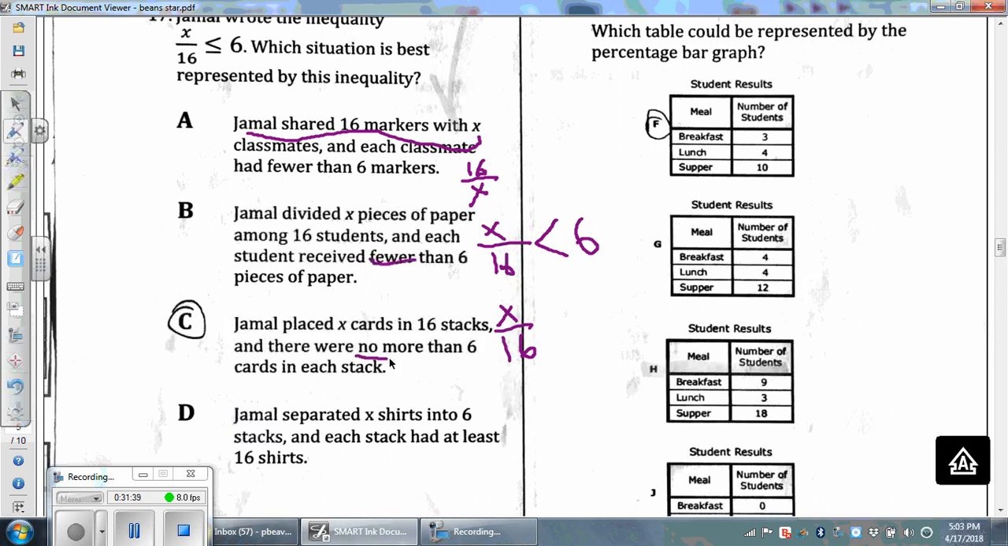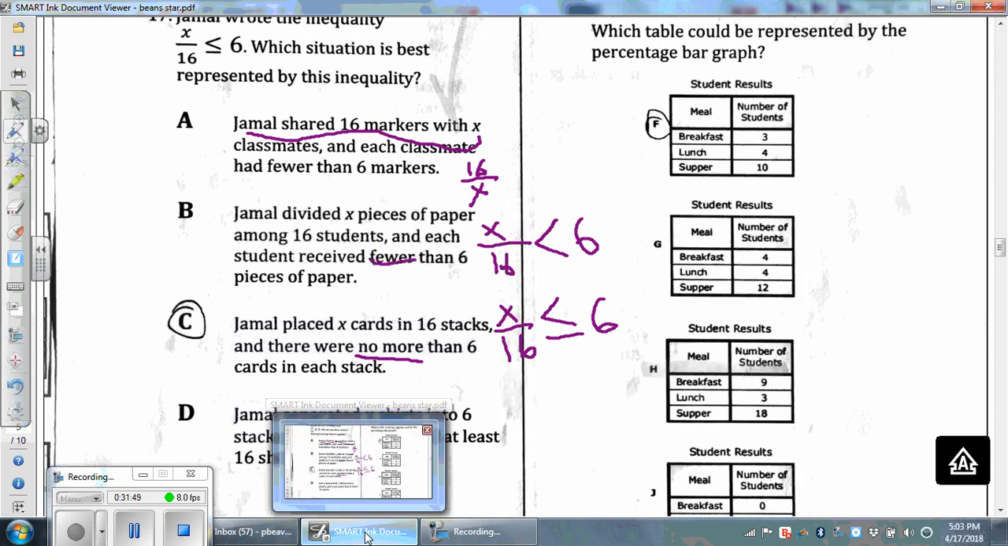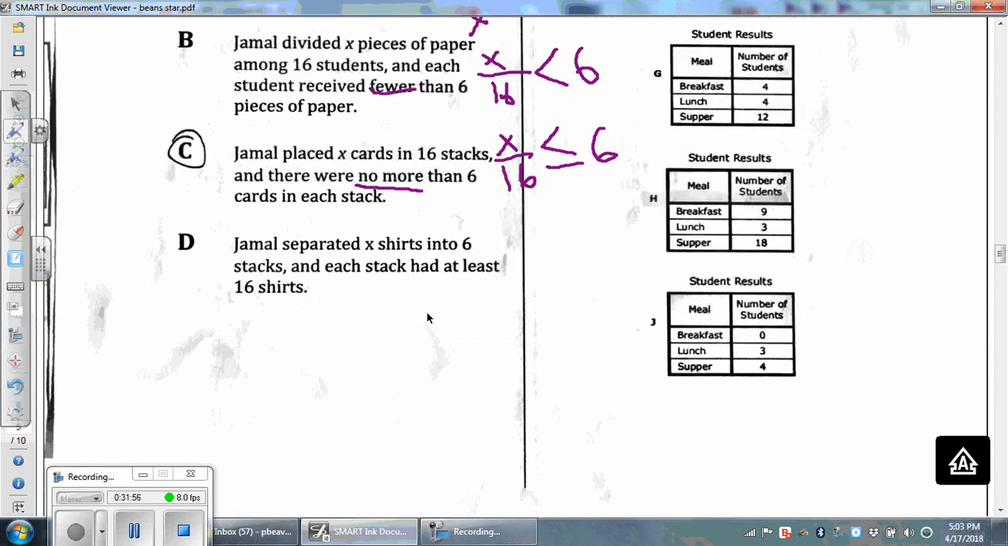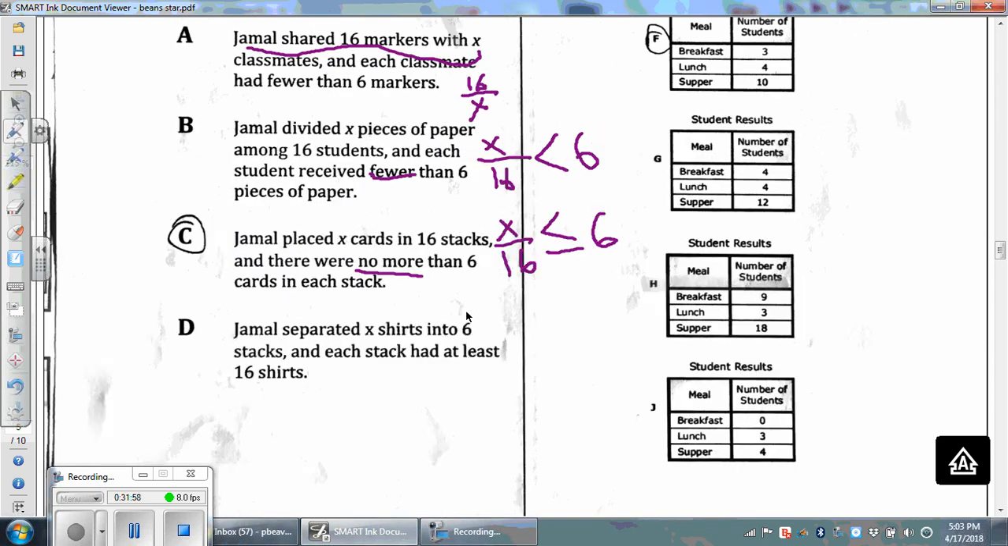The difference between fewer and no more is that when we say no more, we're saying less than 6, but it could also equal 6. And so you see how those two are very, very close. It's like your little trap right there. They want to get you with that answer. So we have to be very careful when we read those words.